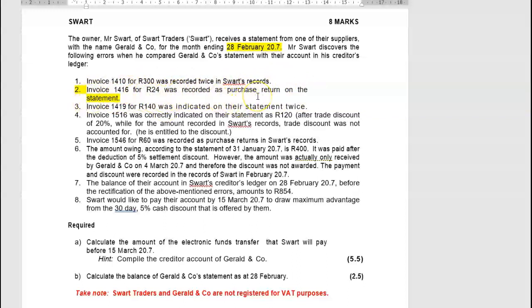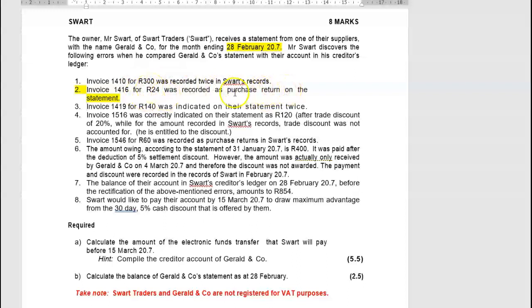So the first one that you have to take out is the fact that you have recorded it as a credit note. So if you're going to take it out once, then you would have actually taken care of the mistake. But then you have to pass the invoice as well. Remember, purchase return decreases a balance.